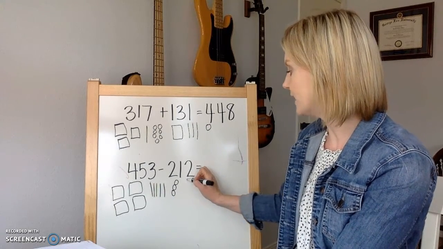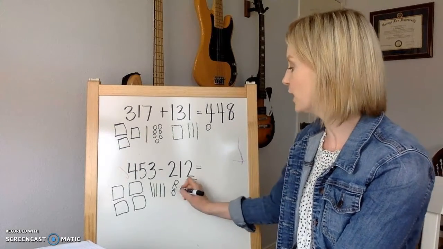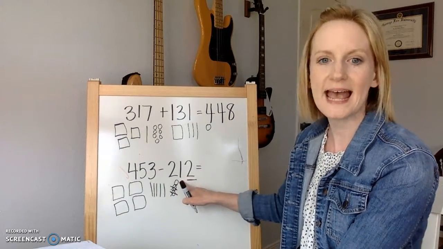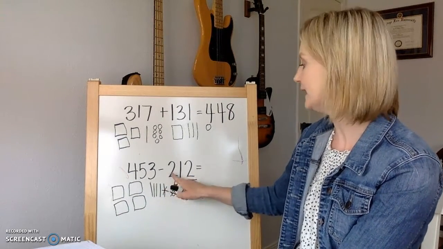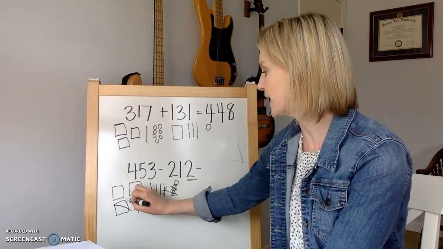Okay, again, I always start in the ones place. I have 2 ones. So I'm going to cross out 2 ones. I need to take those away. Now, I have 1 10, so I'm going to cross out 1 of my tens to take away. And I need to take away 200, so I'm going to cross those out.